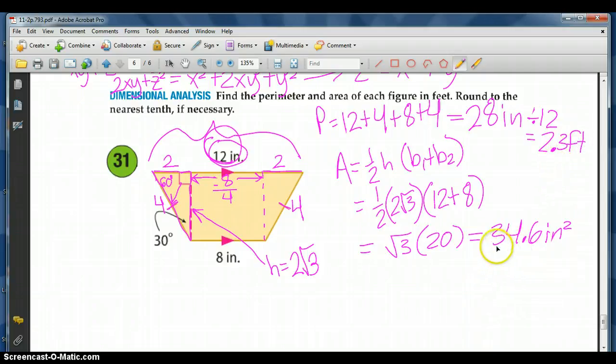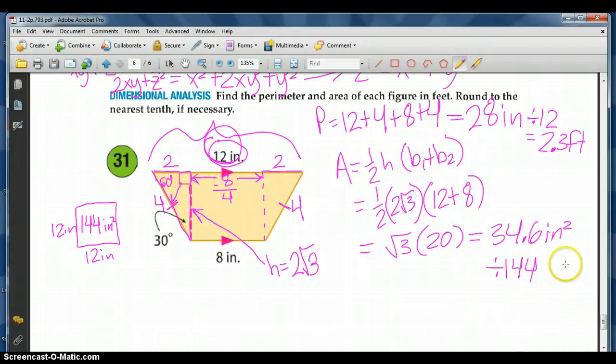Now, for the area, we cannot just divide by 12, because 1 square foot, so that's 1 foot on each side, would be 12 inches by 12 inches. So if this is 1 square foot, that's 12 times 12, or 144 square inches. So we have to divide this by 144 to convert to square feet, and we get approximately 0.2 square feet.